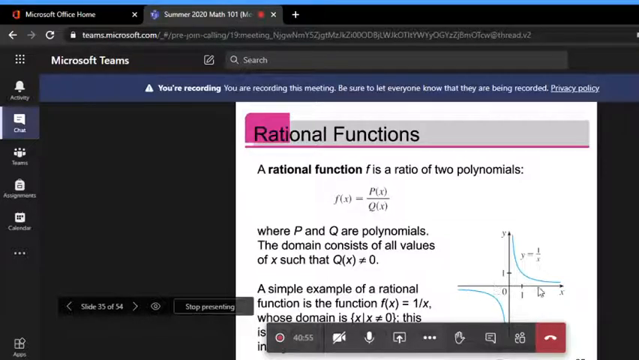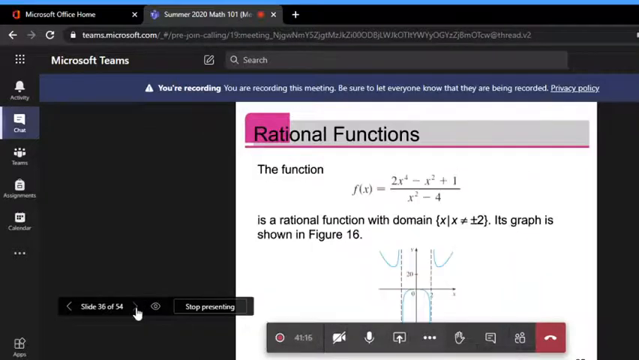As you see, think about the domain of 1 over x. The domain of 1 over x is everything except 0, because at 0, the denominator becomes undefined. So for rational functions, the domain is everything except where the denominator is 0.